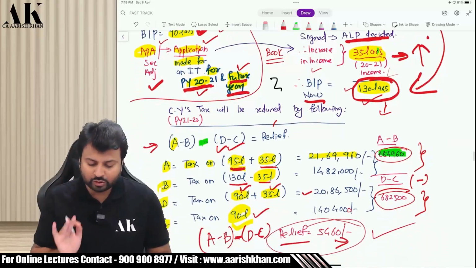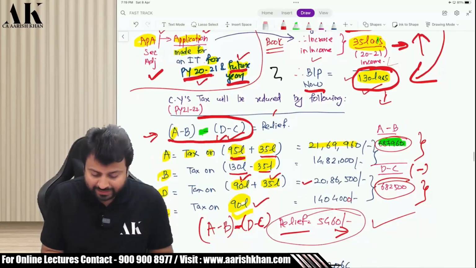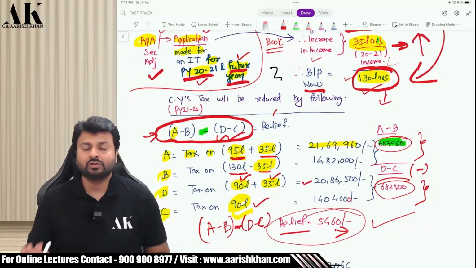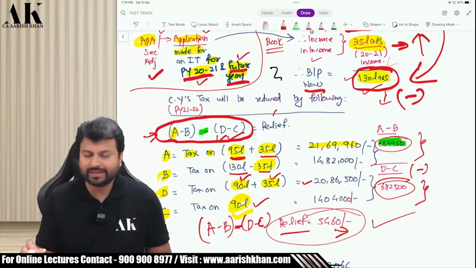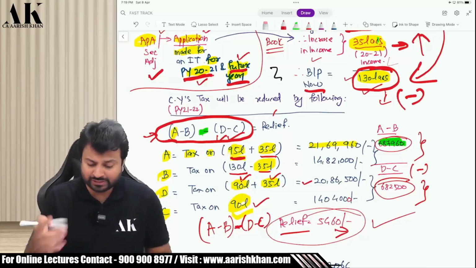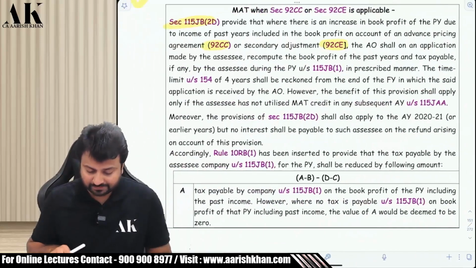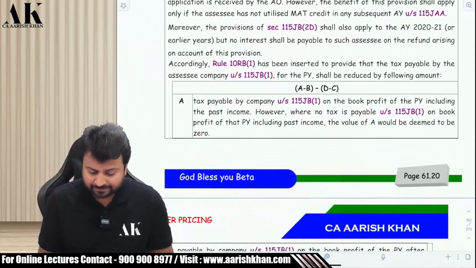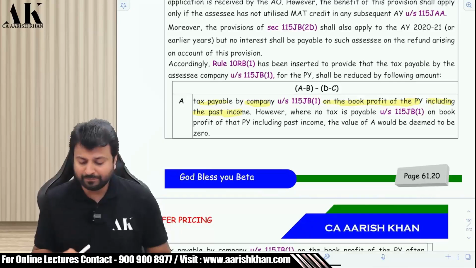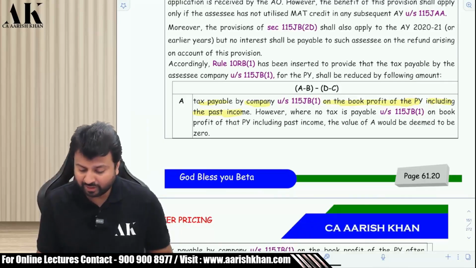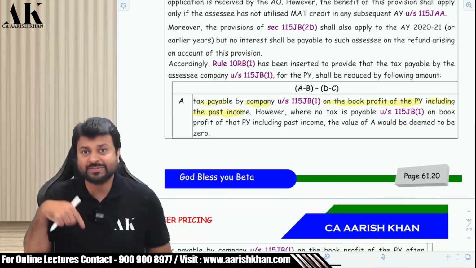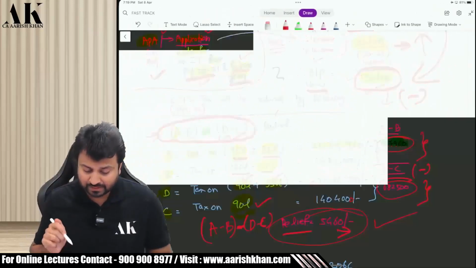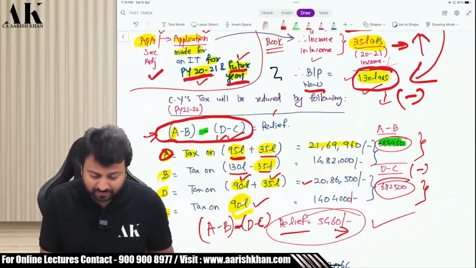So the government is going to give you some relief. Relief in this form: A minus B minus D minus C. So this much is the relief you are going to get from the current year tax. Okay. Now what is A, what is B, what is C, what is D? This is what is written over here. So you have to identify what is A, what is B, what is C, what is D. So first of all, what is A? Tax payable by the company on the book profit of the previous year, including past income. So you have to compute the book tax of the company on the book profit of the previous year. Previous year means the current year, including past income. So it means you have to compute first of all A.